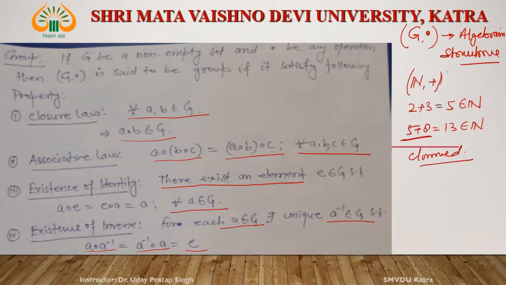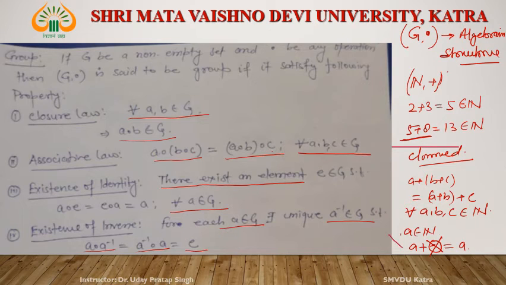This is closed. Associative law is satisfied. Either (A plus B) plus C or A plus (B plus C) for all A, B, C in the natural numbers, right? But if A belongs to N, then what is A plus what number equals A? No such number exists in the natural numbers such that their sum is A. Therefore, existence of identity does not happen.